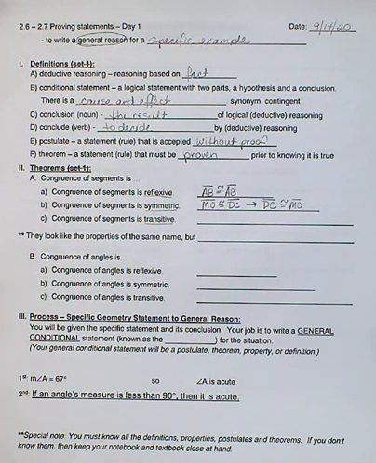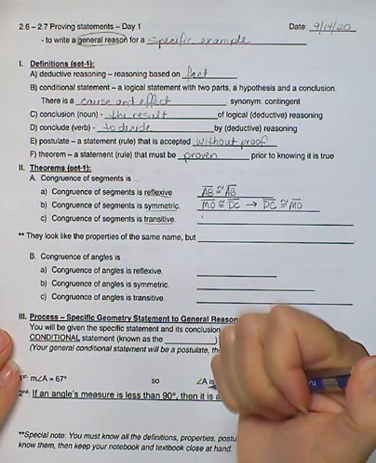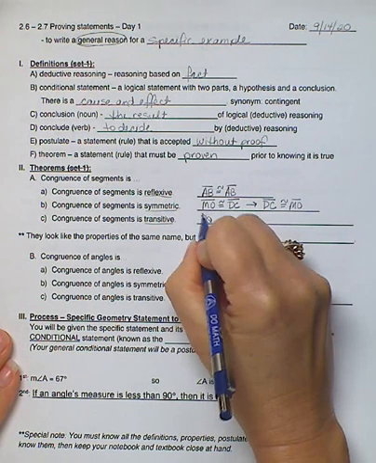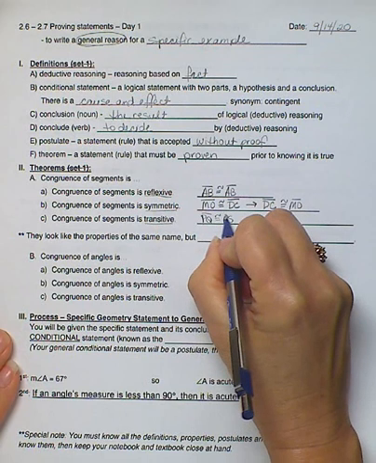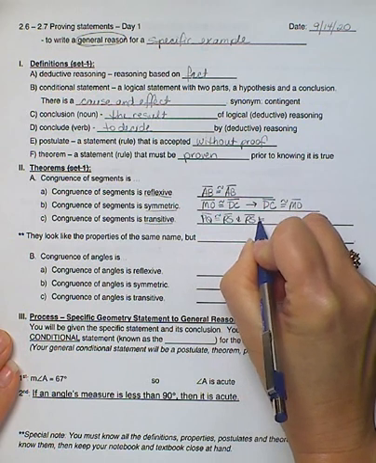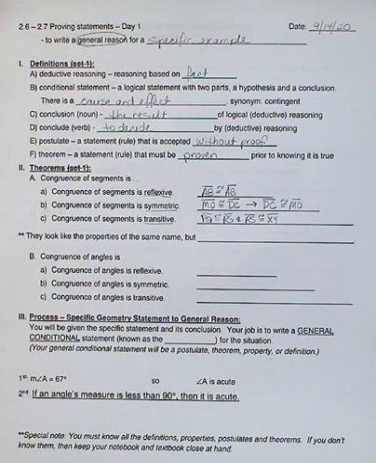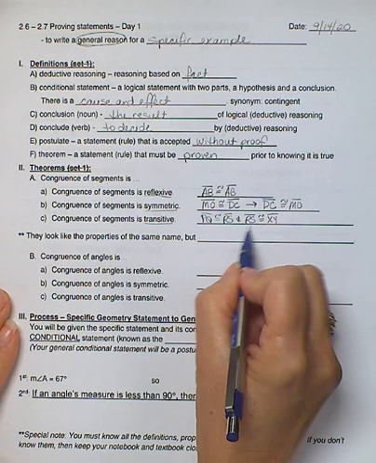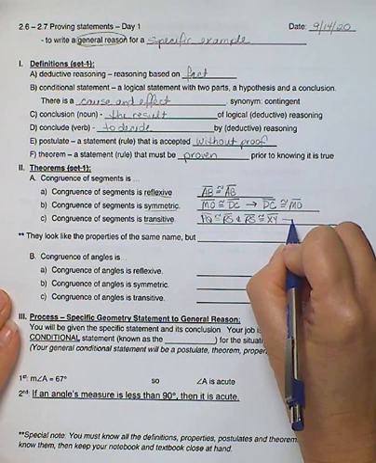Congruence of segments is transitive. So let's say segment PQ is congruent to segment RS, and segment RS is also congruent to segment XY. Well, just like the transitive property, there's a duplication that's going on, and that's going to tie these two statements together. So segment PQ is congruent to segment XY.